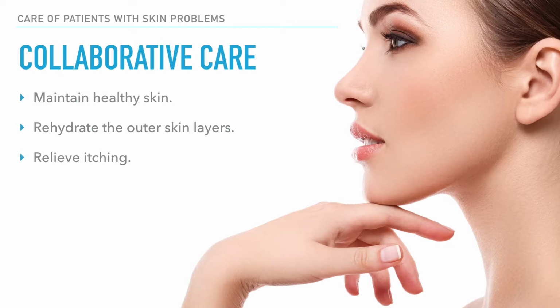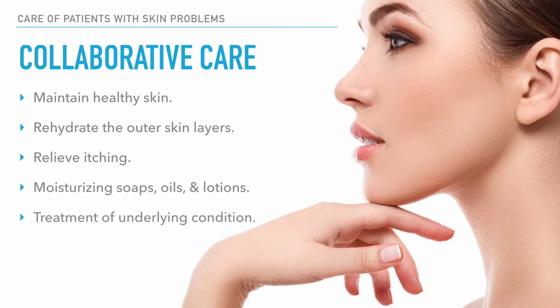Another thing you can do to help out your client is education. And in this case, I mean teaching your client how to use moisturizing soaps, oils, and lotions. There is a correct way to do that, and you need to teach your client that. All right. Another thing that you can do to help out is treatment of the underlying condition. If your client is having a condition such as eczema or psoriasis, then you need to be there and help your client achieve the complete treatment so that his skin can actually get better.